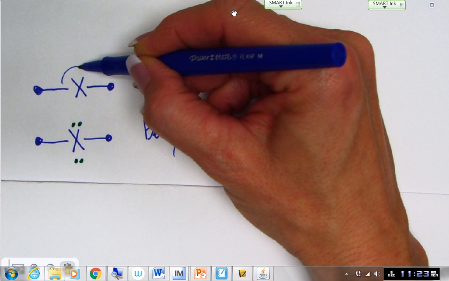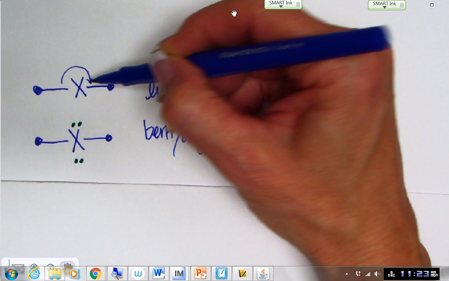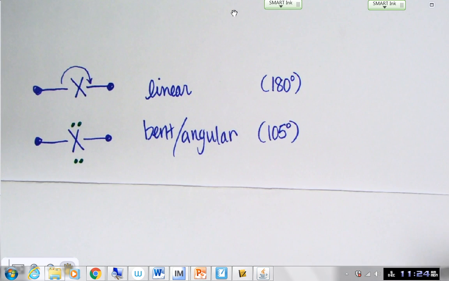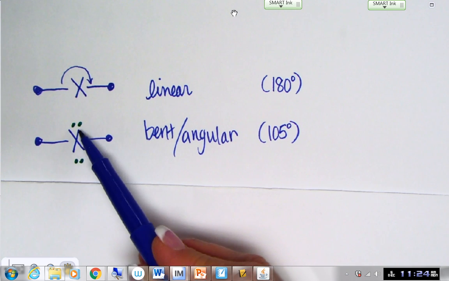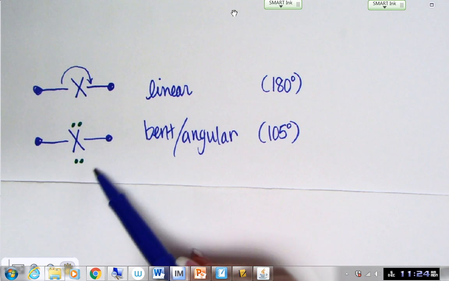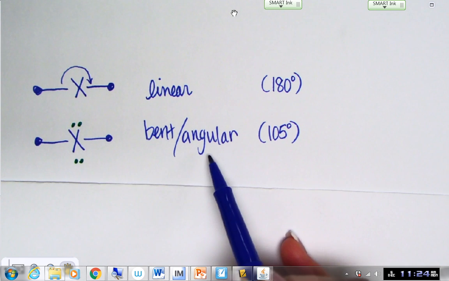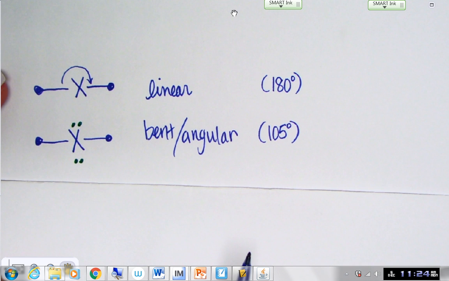Now this is, again, once you draw your Lewis structure, so you would have made sure that the octet rule is satisfied for each atom present. Here, if you see lone pairs on the central atom, remember those lone pairs bend the molecule, and so it's either called bent or angular, and the bond angle there is 105 degrees.